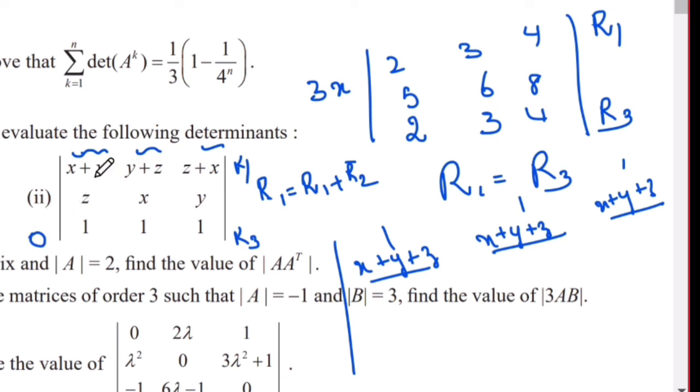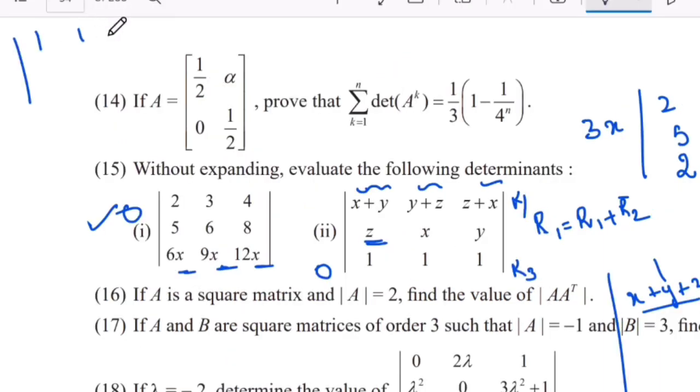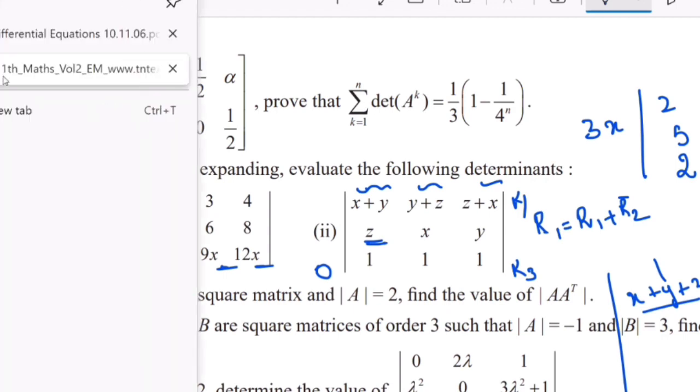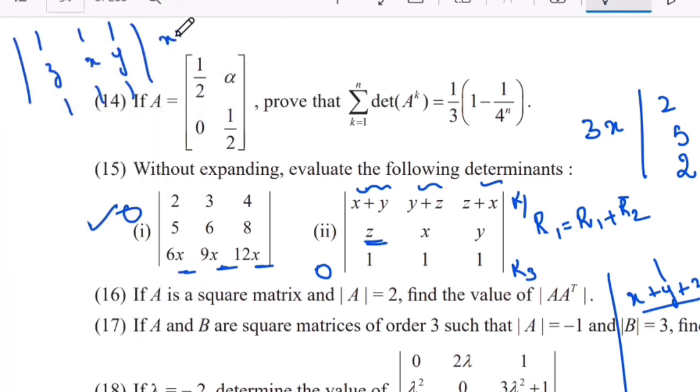Or the other way of doing it is split and do it. But this looks very easy because something is missing in each row and it is there in the second row. z is missing but it is there in second row. x is missing, it is there in the second row. Here y is missing, it is there. So if you add, you will get x plus y plus z. Take it out. When you take it out, you will get 1, 1, 1. Second row as it is. And third row 1, 1, 1. And outside you have x plus y plus z. Okay, the value is 0 because two rows R1 is equal to R3. So that means it is 0.